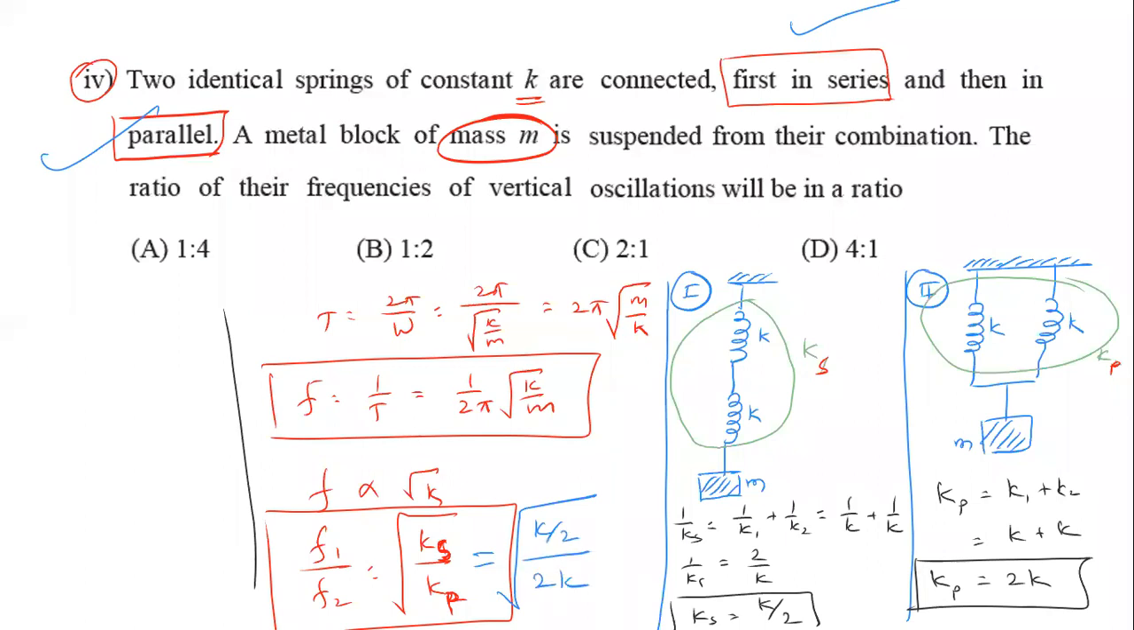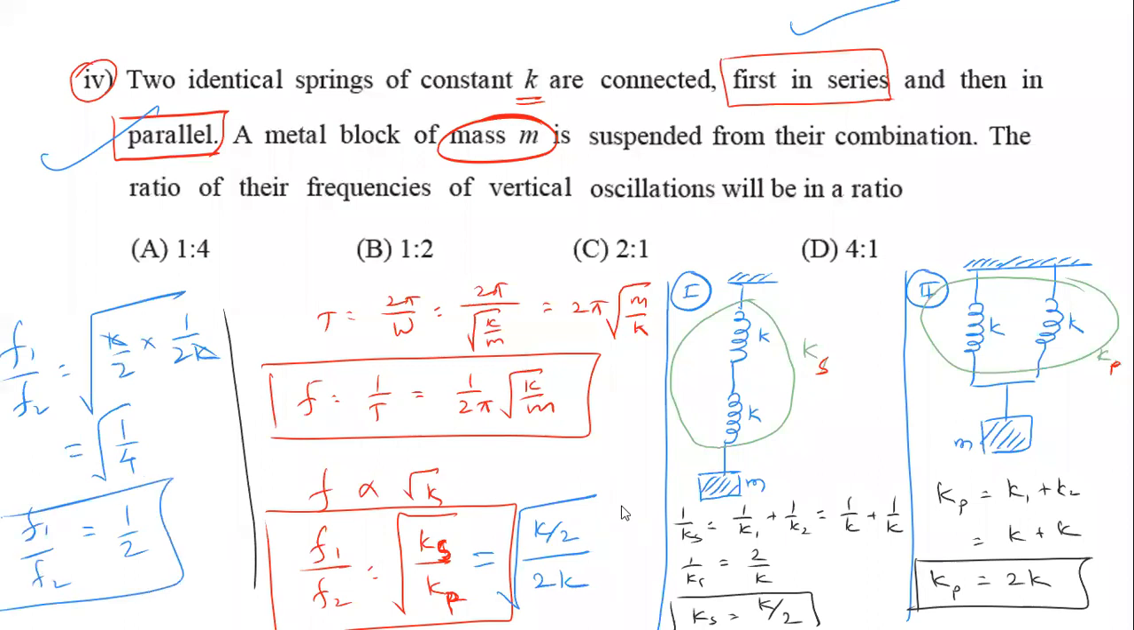Simply we can write F1 by F2 is equal to square root of K by 2 multiplied by 1 upon 2K. So K gets cancelled, we get 1 by 4 in a root. 1 by 4 under root means 1 by 2 is the frequency ratio. Therefore, the answer for this question is 1 by 2. Ratio of the frequency is 1 by 2 and 1 by 2 is option B.